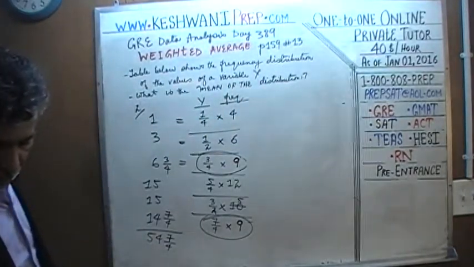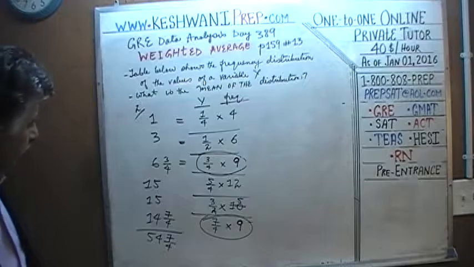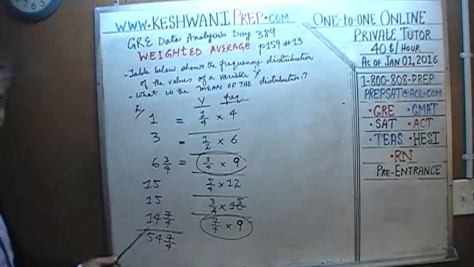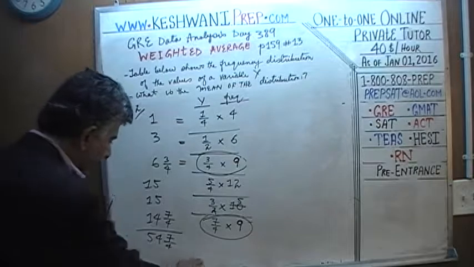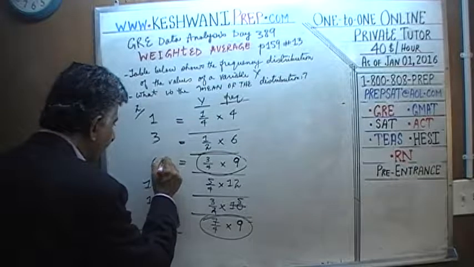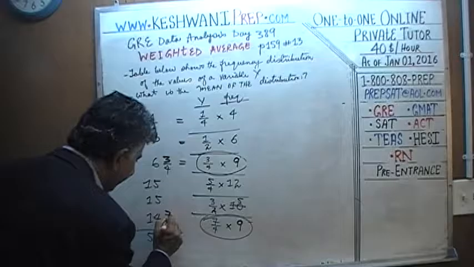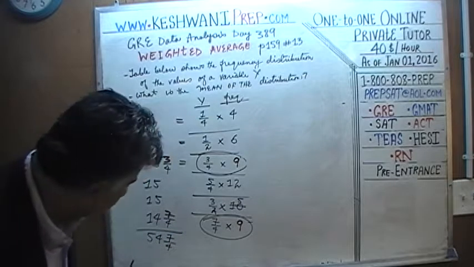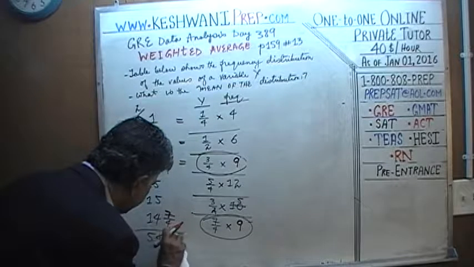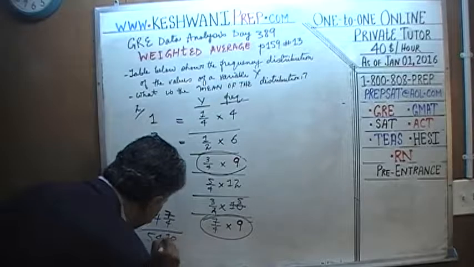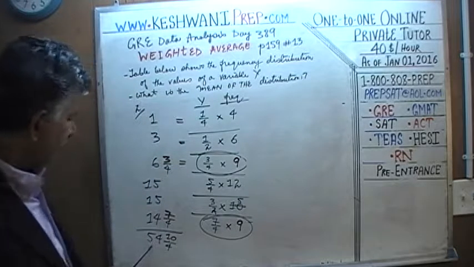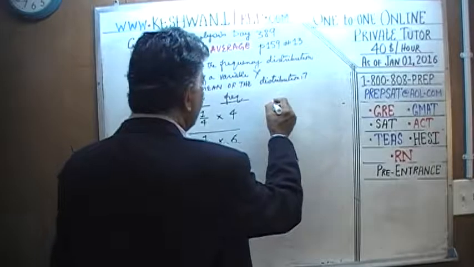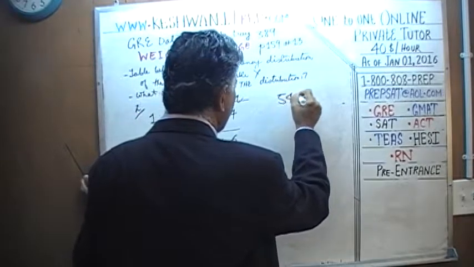No, it's not 7 quarters. Sorry, I almost made a boo-boo. 3 quarters and a 7 quarters. These 3 quarters and 7 quarters is going to give us 10 quarters. Let's find out what we can do with it, okay? We are almost done. It's 54 and 10 quarters. Let's put it here. 54 and 10 quarters.